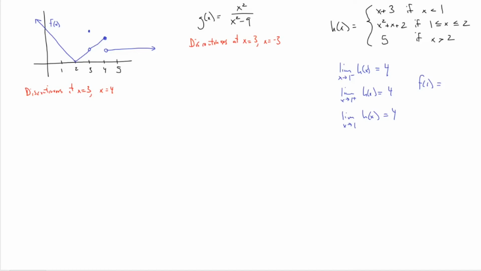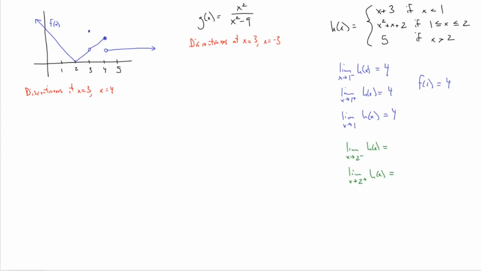Meanwhile, the function value at x equals 1: when x equals 1, it's the middle rule that applies, because 1 is less than or equal to 1, which is less than or equal to 2. And you get 1 squared plus 1 plus 2, which is equal to 4. And so the limit as x approaches 1 is equal to f of 1. And so this function is perfectly continuous at x equals 1.